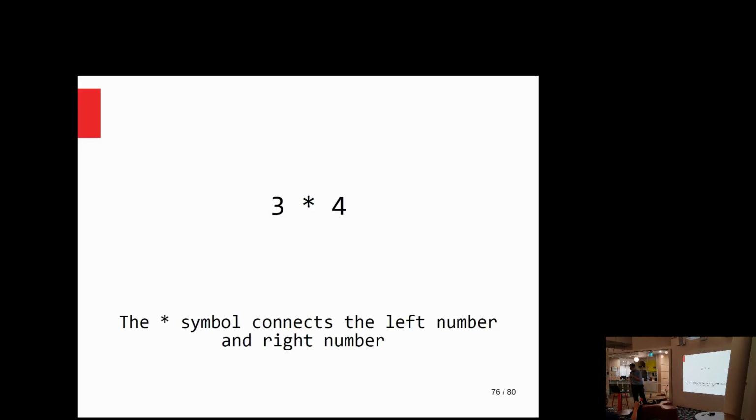If I change it to multiply, 3 times 4 is 12. The multiply symbol also takes the left number and the right number, combines them and gives you a final result.